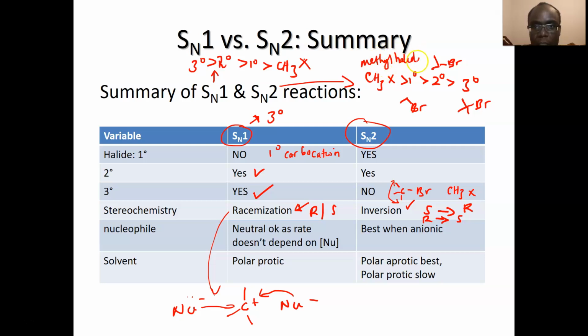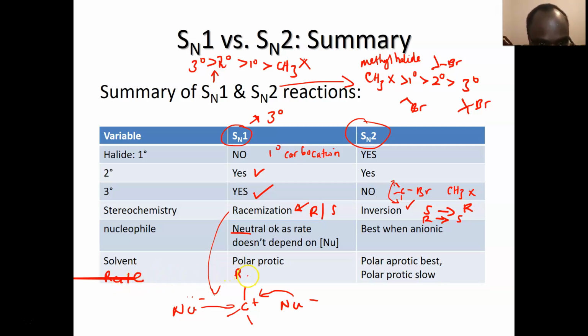Next, nucleophile. I told you SN1 prefers weak nucleophiles because the rate is not dependent on the concentration of the nucleophile. Remember what we said about the rate? Probably I should include it here.